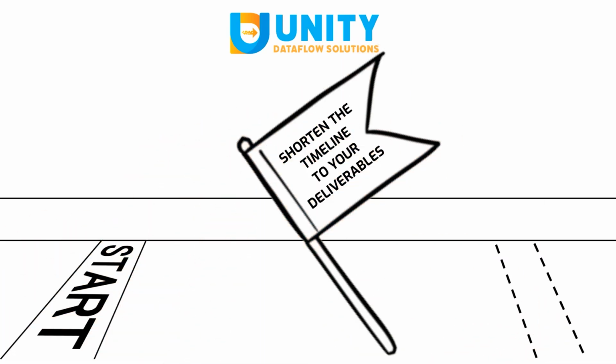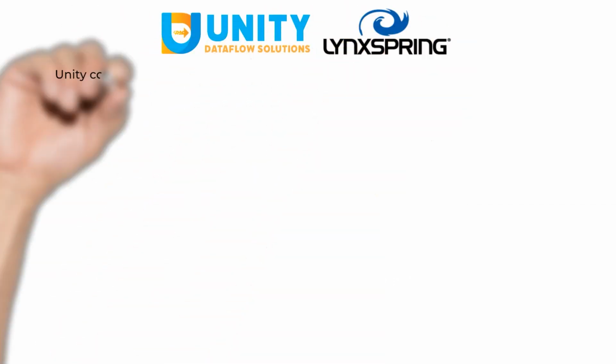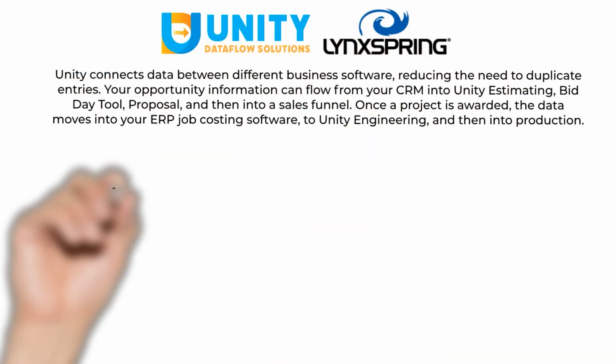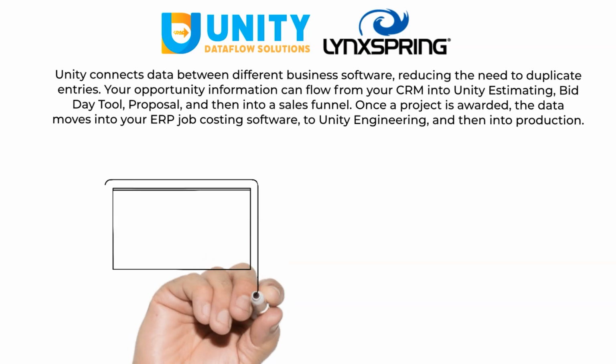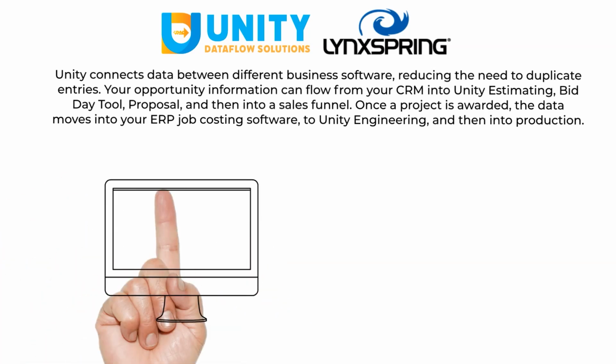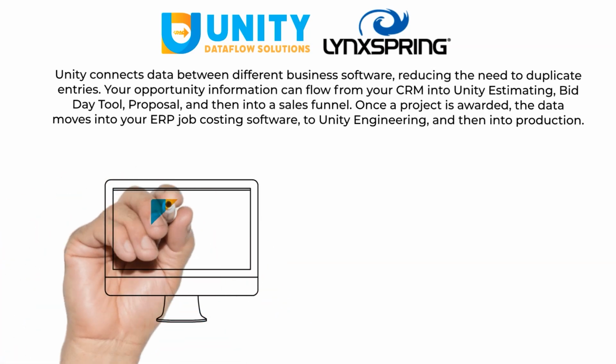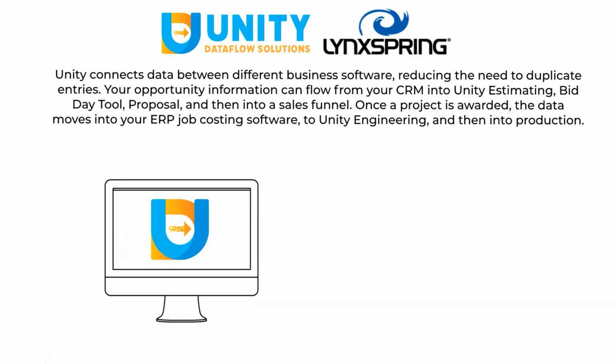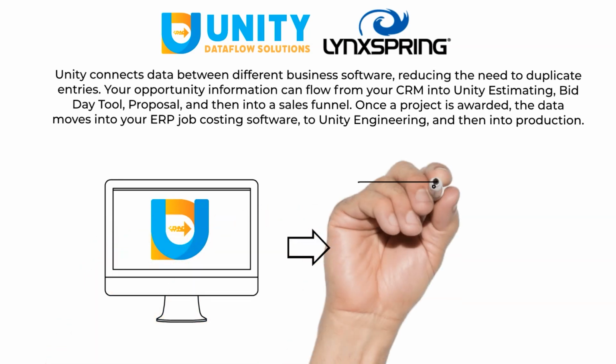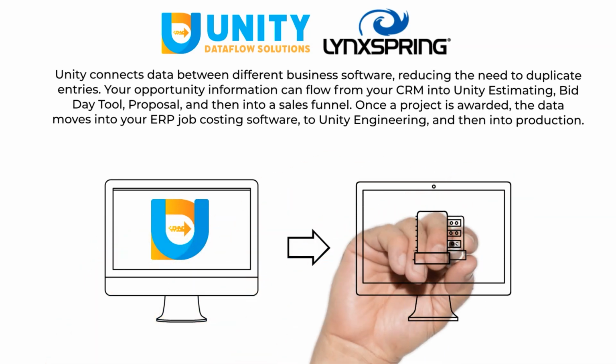Unity connects data between different business software, reducing the need to duplicate entries. Your opportunity information can flow from your CRM into Unity Estimating Bid Day tool to a proposal and then into a sales funnel. Once a project is awarded, the data moves into your ERP job costing software to Unity Engineering and into production.